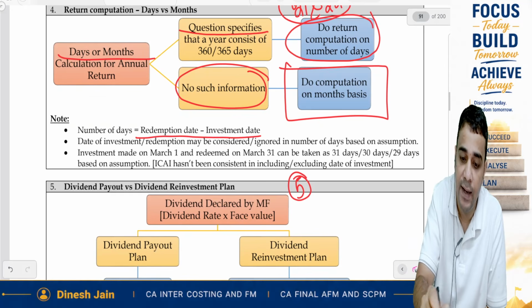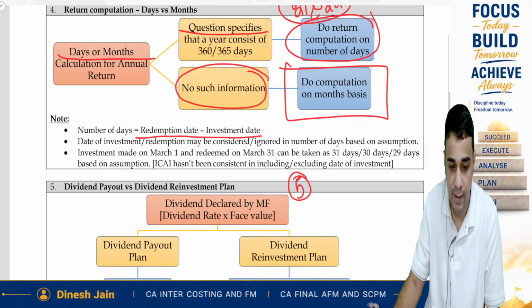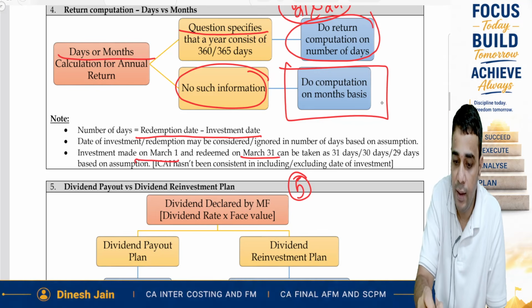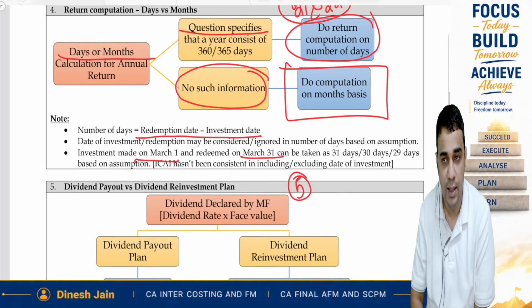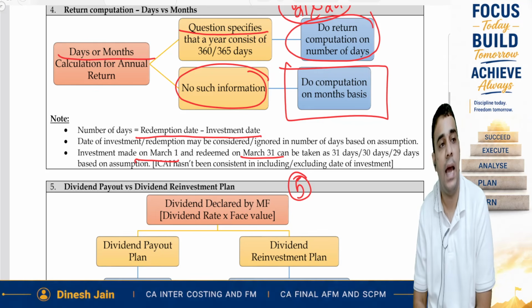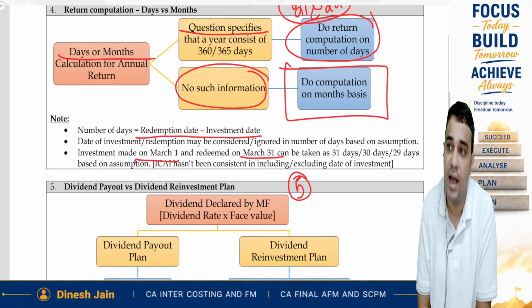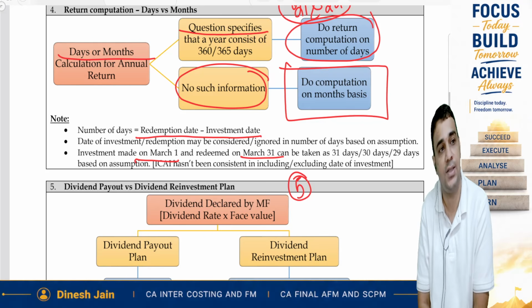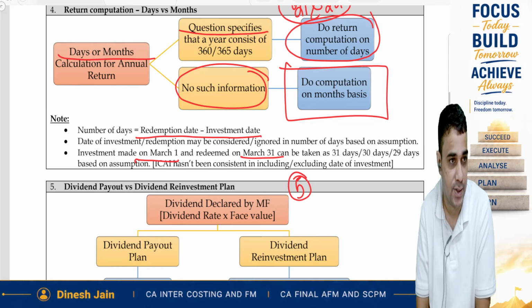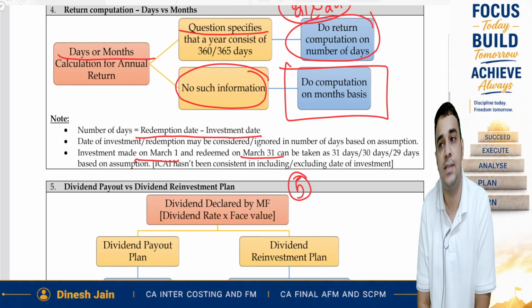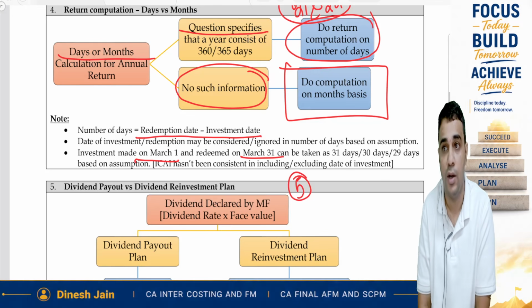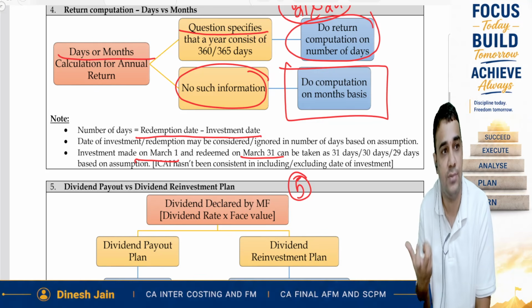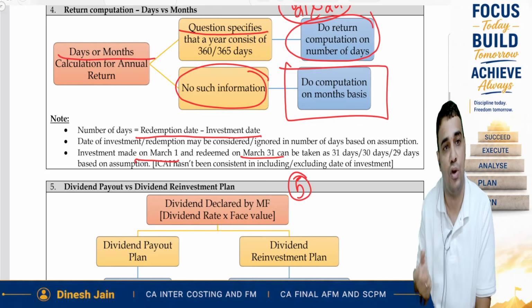Number of days is the redemption date minus the investment date. Investment made on March 1, redeemed on March 31 can be taken as 31, 30, or 29 based on assumption. ICI hasn't been consistent in including or excluding. If they had consistency, I would have told you to follow this. But there isn't any consistency and they are not wrong. The only thing is, what do I do in an exam situation, because the information is not there.